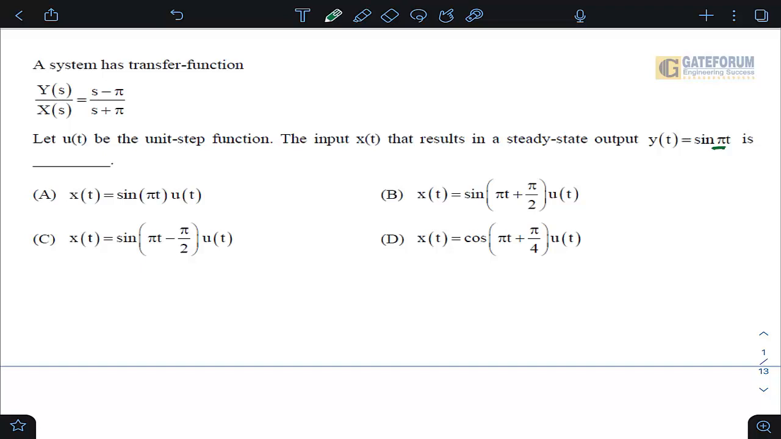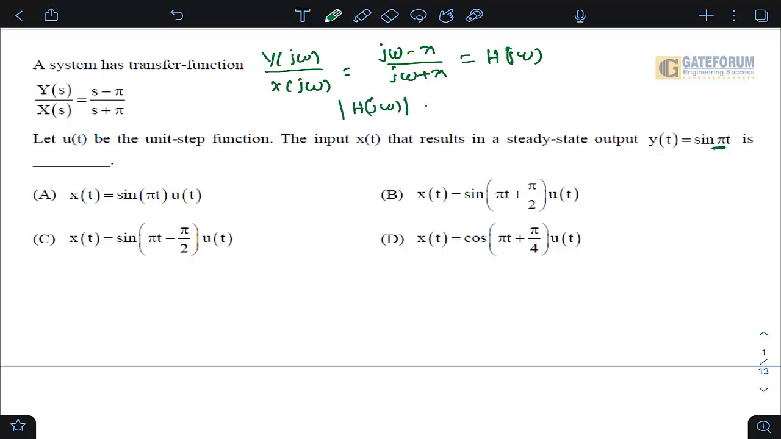So the frequency response function, which is Y(j omega) divided by X(j omega), is equal to (j omega minus pi) divided by (j omega plus pi). This is nothing but H(j omega). So what is the magnitude of H(j omega)? It is square root of omega square plus minus pi square, divided by square root of omega square plus pi square. This and this cancel out, and you get 1. So this magnitude is 1.